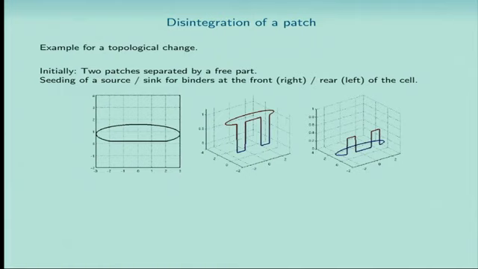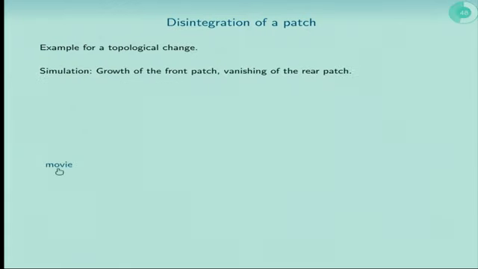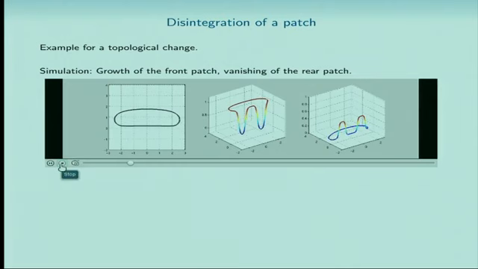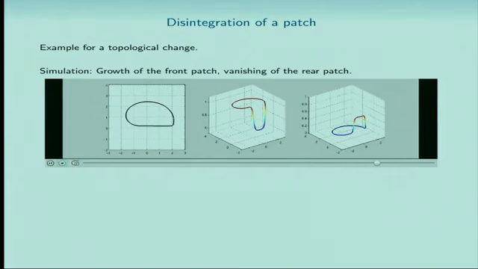there's something else. I'm supplying some binders here at the front of the cell, on the right, and I've got a sink term here on the left. I'm supplying binders on the right and I'm taking them away from the rear, however that happens, magically here. It could be by whatever transfer or transport, if they're disintegrated or switched off, however that works. So this is what happens. One patch here at the rear will indeed vanish, and you keep the other one which keeps on growing and even manages to shift the whole cell a bit to the right.